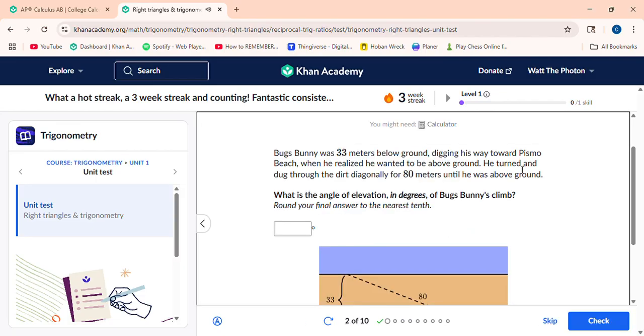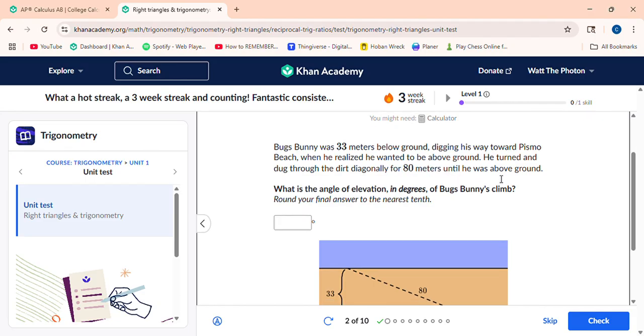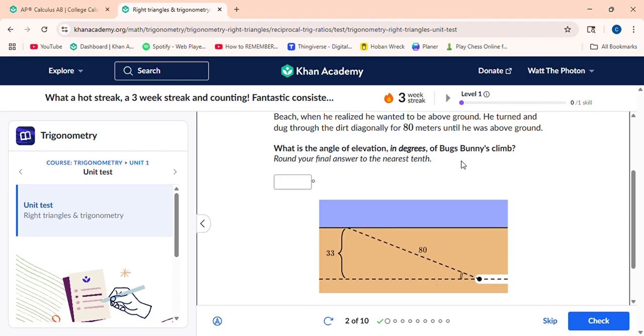Bugs Bunny was 33 meters below ground, digging his way towards Pismo Beach. When he realized he wanted to be above ground, he turned and dug diagonally 80 meters till he was above ground. What was the angle that he climbed? Rather, dug.